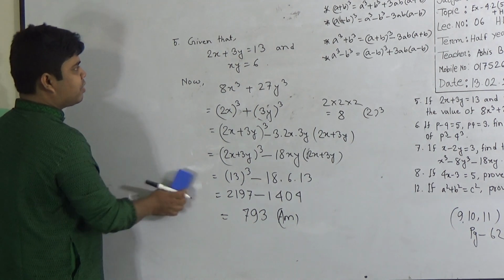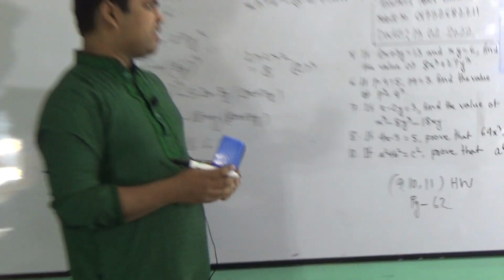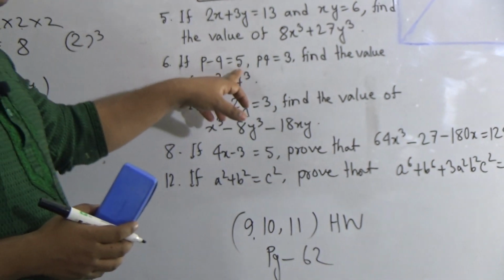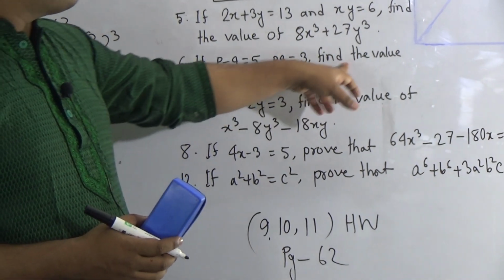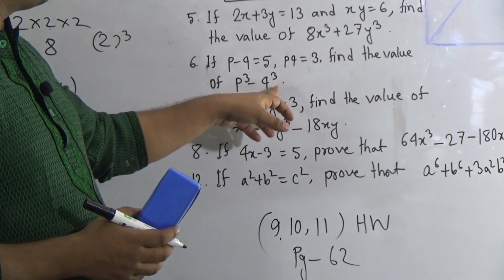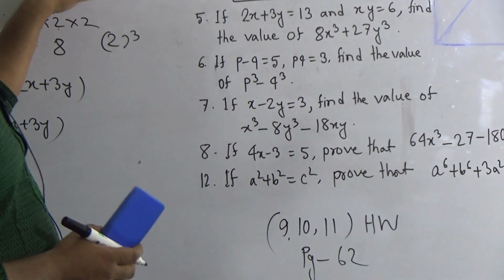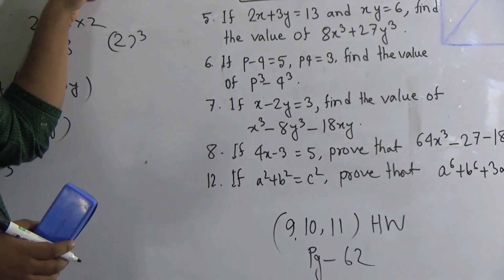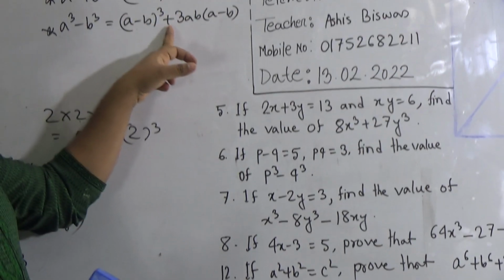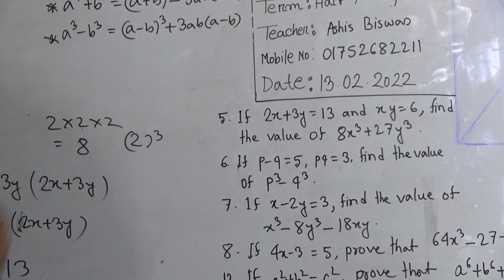Next we shall solve question number 6. Similarly, p minus q equals 5, pq equals 3. Find the value of p cube minus q cube. My dear students, we use this formula, the a cube minus b cube formula: a minus b whole cube plus 3ab into a minus b, and we get the answer.